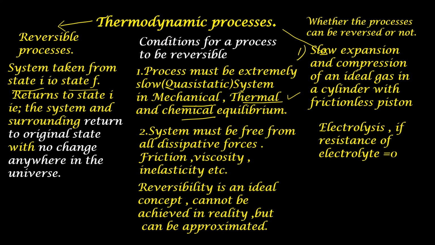If the resistance offered by the electrolyte is 0. In the first example cited, there is special reference to the fact that the cylinder containing the gas should be fitted with a frictionless piston, because friction is a dissipative force, and for a process to be reversible, there should not be any dissipative force. Similarly, in the second case, there should not be the dissipative force of resistance offered by the electrolyte. So, if the resistance offered by the electrolyte is zero, then electrolysis can be approximated to a reversible process.